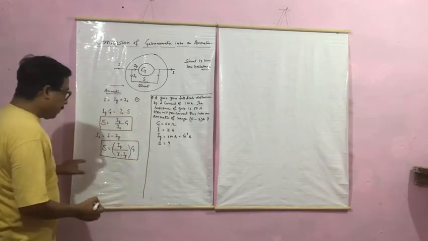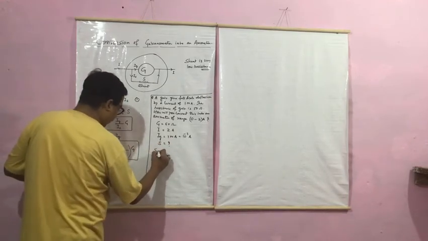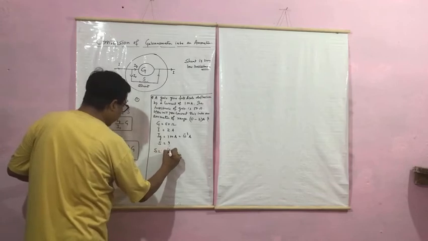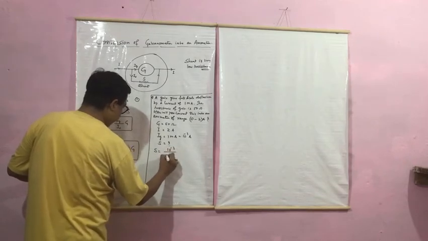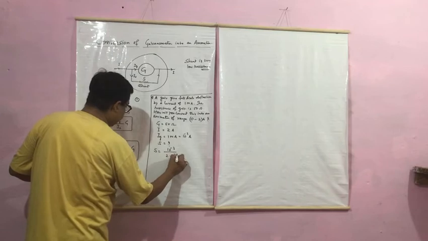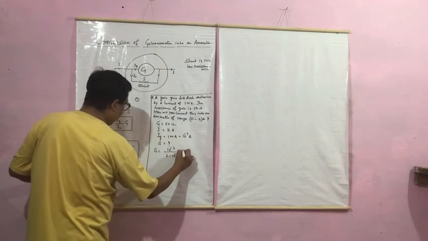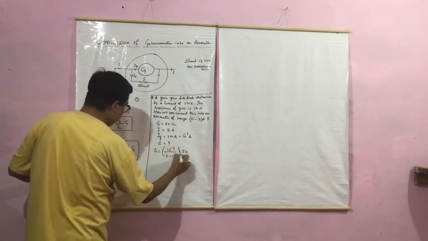Use the formula. S is equal to Ig, meaning 10 to the power minus 3, upon 2 minus 10 to the power minus 3, into 50. Now solve this. Ohm.